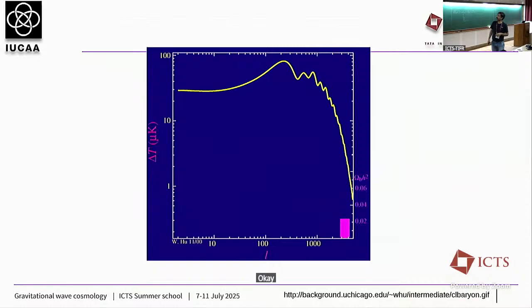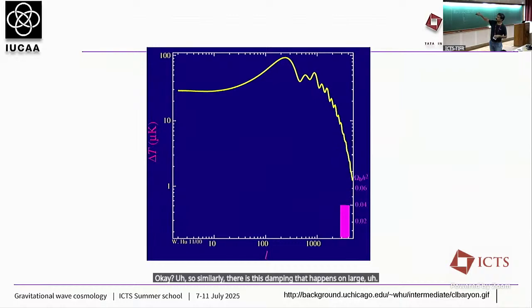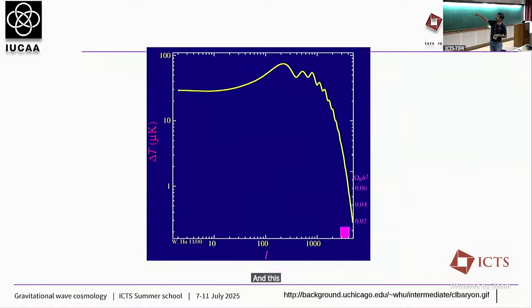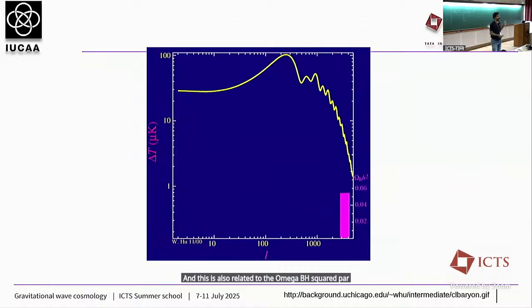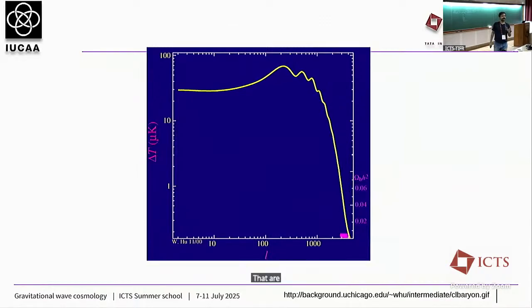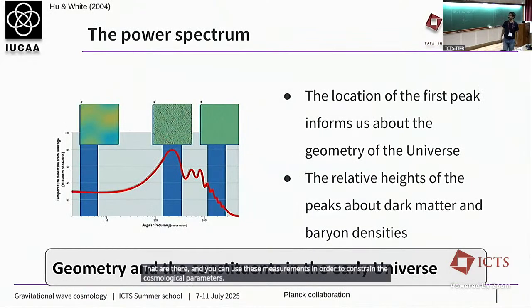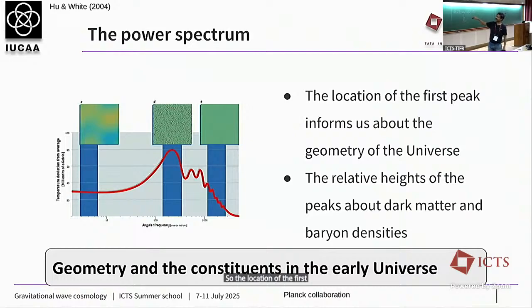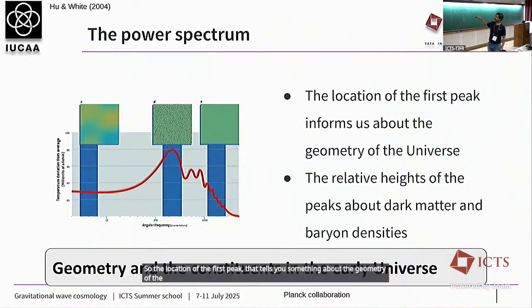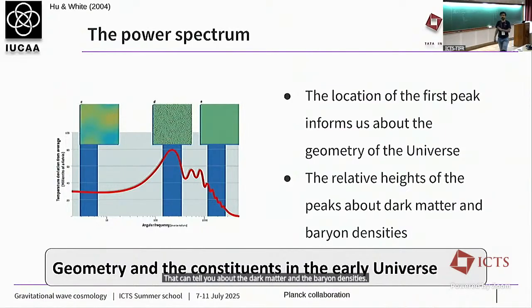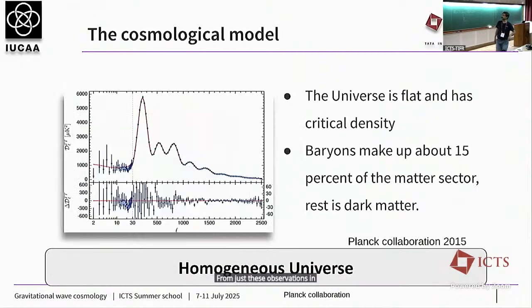Okay. So similarly, there is this damping that happens on very small scales. And this is also related to the omega b h squared parameter. So you can see that there are many bells and whistles, and you can use these measurements in order to constrain the cosmological parameters. Okay? So the location of the first peak tells you something about the geometry of the universe, and the relative heights of these peaks tell you about the dark matter and the baryon densities. And so you can learn about the geometry of the universe and the constituents of the universe, all of this from just these observations of the CMB.